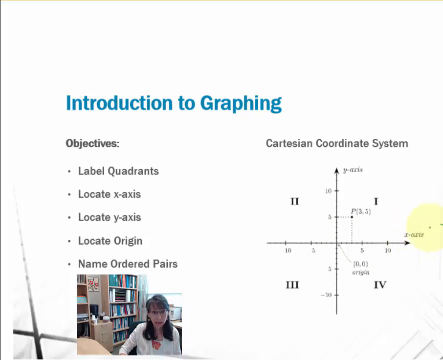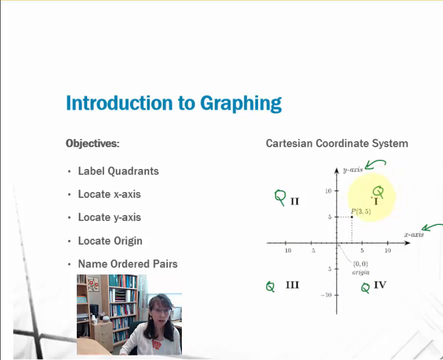The x-axis is a horizontal line, and it includes negative values and positive values. The y-axis is our vertical line, and it also includes positive values above the x-axis and negative values below. So you can now see that we have 4 different spaces or quadrants that we are labeling with Roman numerals. We've got quadrant 1, quadrant 2, quadrant 3, and quadrant 4.